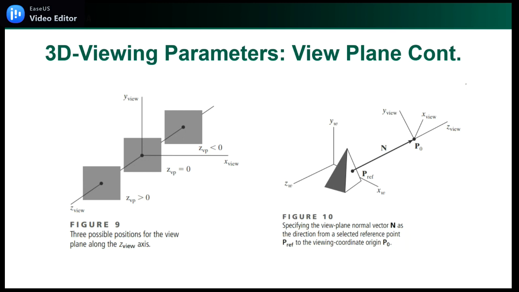Also, the vector N can be specified in various ways. In some graphics systems, the direction for N is defined to be along the line from the world coordinate origin to a selected point position. And in other systems, like in figure 10, the direction of N can be set from a reference point P ref to the viewing origin P naught.